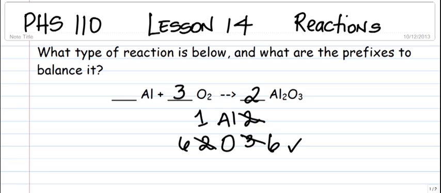But now in the process, I've changed the number of aluminum on the right to 4. So what I can do now is put a 4 in front of my aluminums on the left, and then everything checks out and everything is balanced. So my prefixes or my coefficients go 4, 3, 2. Let's do another one. Oh, and what type of chemical reaction is this? Well, I'm adding things together. I'm synthesizing them together. So this is actually a synthesis reaction.